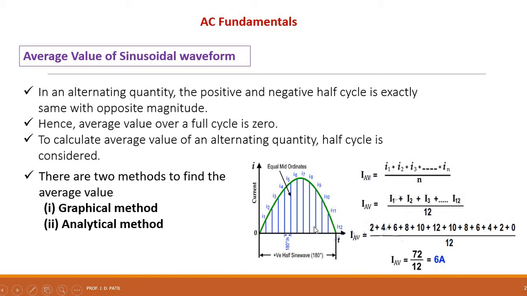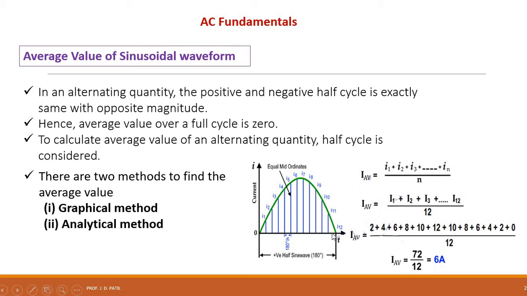When we go for this half waveform, it will have 180 degrees, and if it is the full waveform, then it will have a total 360 degree rotation. This 360 degree rotation means it is having a 2 pi time instant. So here a half cycle is considered.